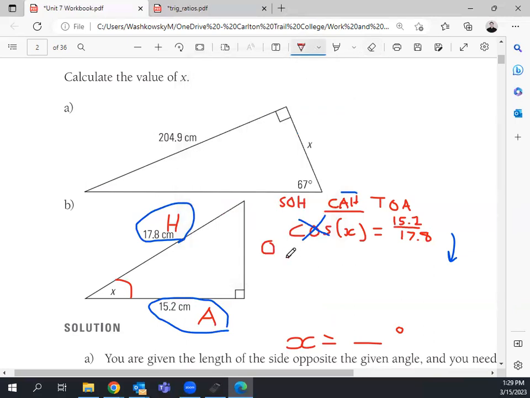So what your calculator does, it's the inverse of cosine. That's what that -1 means. And it's just this fraction. If you put that in, what do you get as an angle? So what do we get as our angle when we punch that in? So you do cos -1 of 15.2 divided by 17.8. 31 degrees.